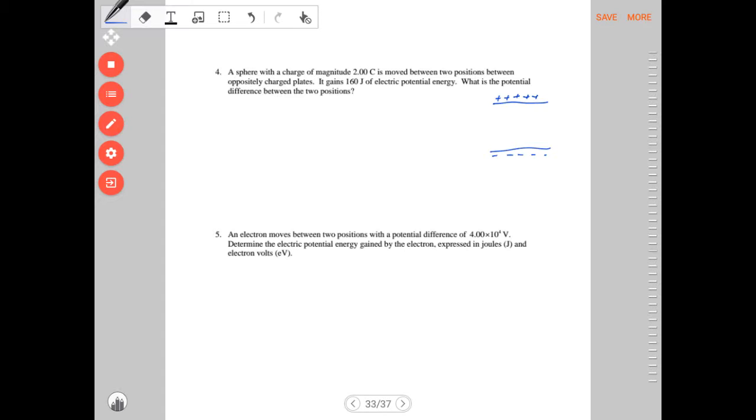Now look, there's no negative on that, so that means it's positive. If I just draw that kind of in the middle, if I am gaining 160 joules of potential energy, I have to do work on it to increase the potential energy, so I'm actually moving it this way, closer to the positive plates. Not that that matters, it doesn't really ask that in the question, but I just want to give you guys an idea of what's going on.